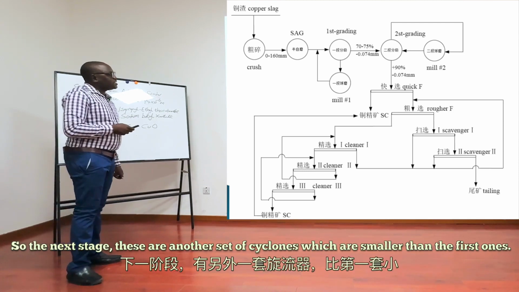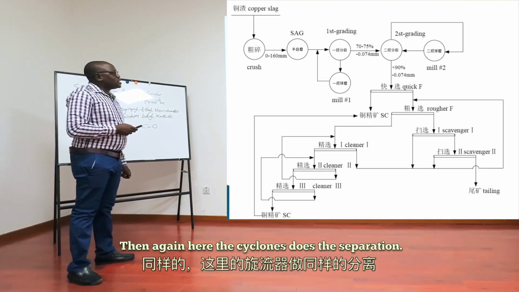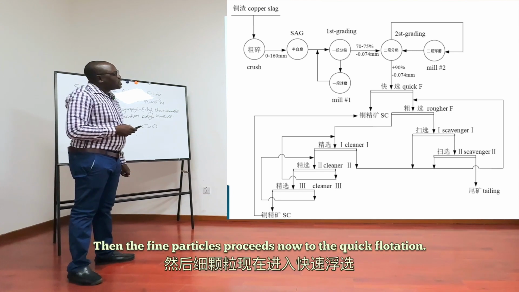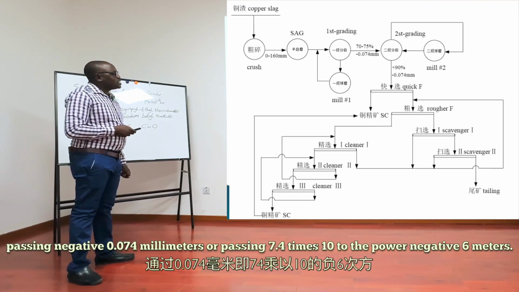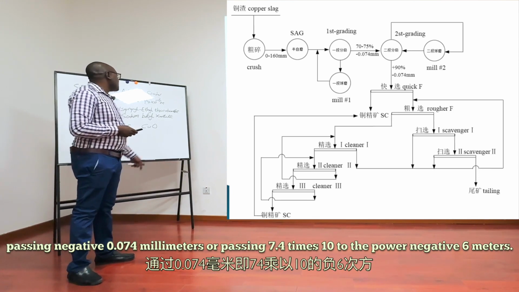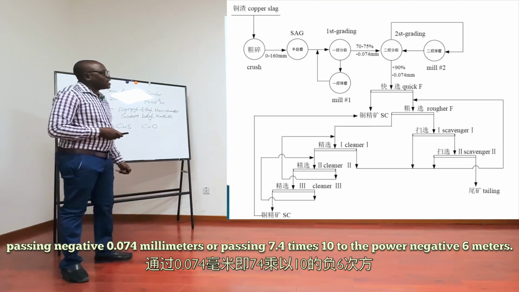So the next stage has another set of cyclones which are smaller than the first ones. Again here the cyclones do the separation. Then the fine particles proceed now to the quick flotation. The fine particles produced by the second set of cyclones are about 90% passing 0.074 millimeters, or 7.4 times 10 to the power negative 6 meters.